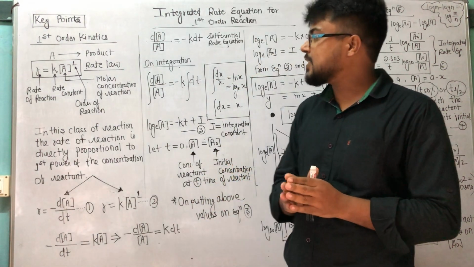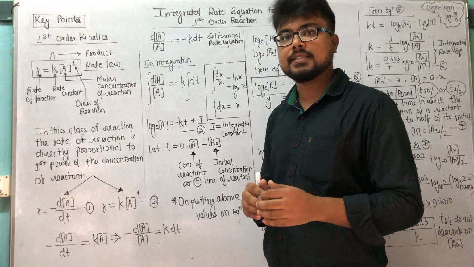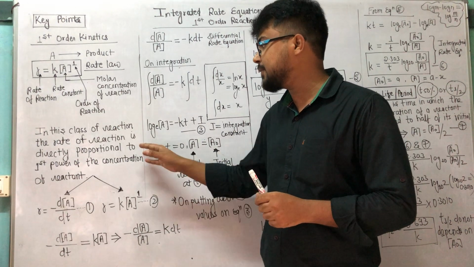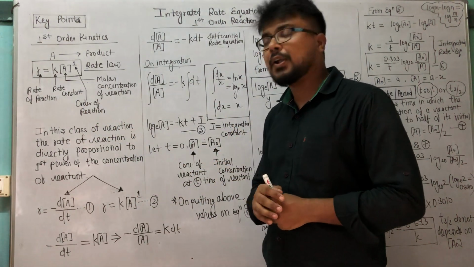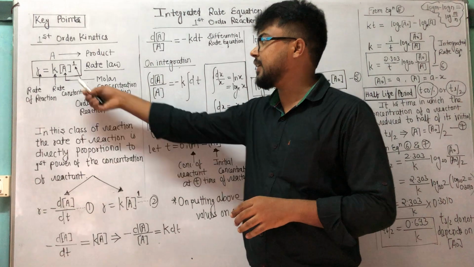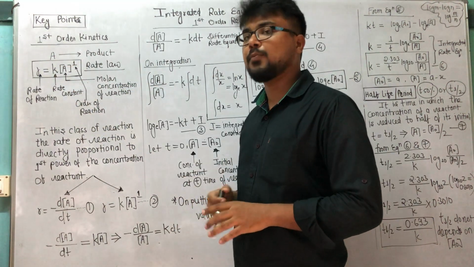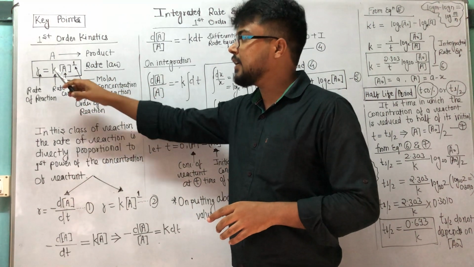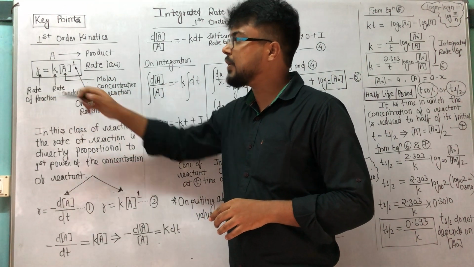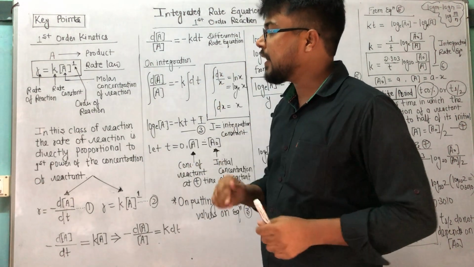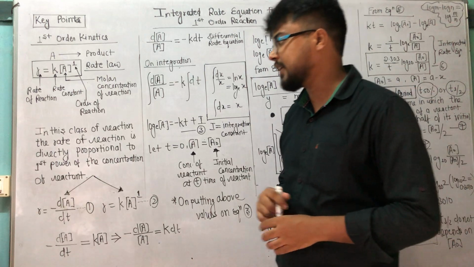First order kinetics, or first order reaction, means in this class of reaction the rate of reaction is directly proportional to the first power of the concentration of reactant. This is the rate law for a reaction in which A is converting into product, A is the reactant. For this rate law I can write R equal to k A to the power 1, and this 1 denotes this is first order kinetics, correct?